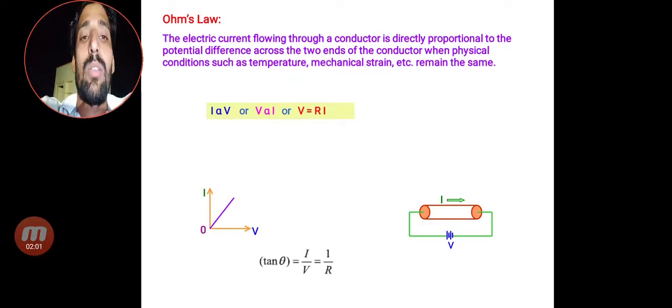Tan theta, the slope of the graph, will be dy upon dx, or dI upon dV, or I upon V, which will be the inverse of resistance. Now, the deduction of Ohm's law.